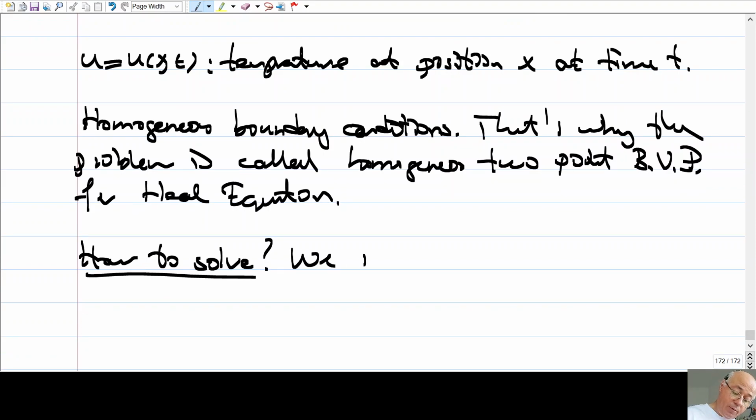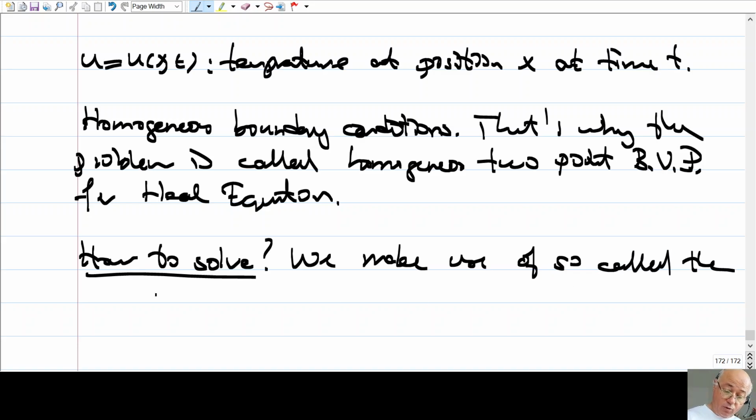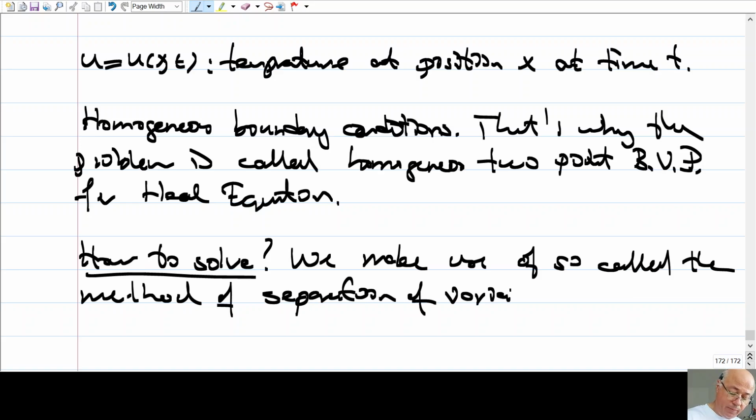We make use of the so-called method of separation of variables. This is not a method to solve only the heat equation.